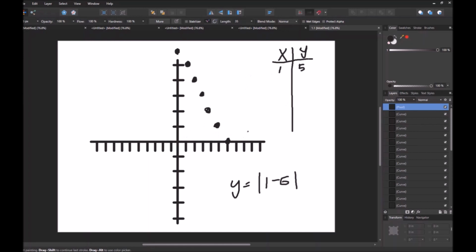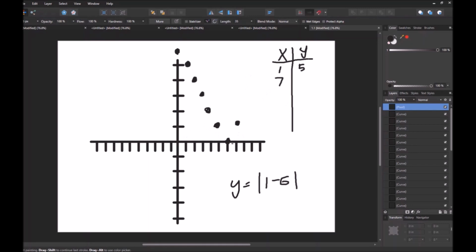So what happens after this? Well, let's plug in 7 for x. 7 minus 6 is 1. And the absolute value of a positive 1 is just 1. So now our point is 7, 1. And it would continue just the same.